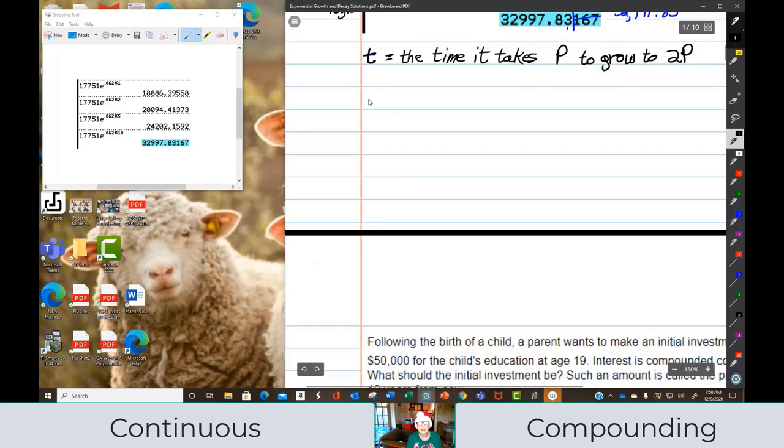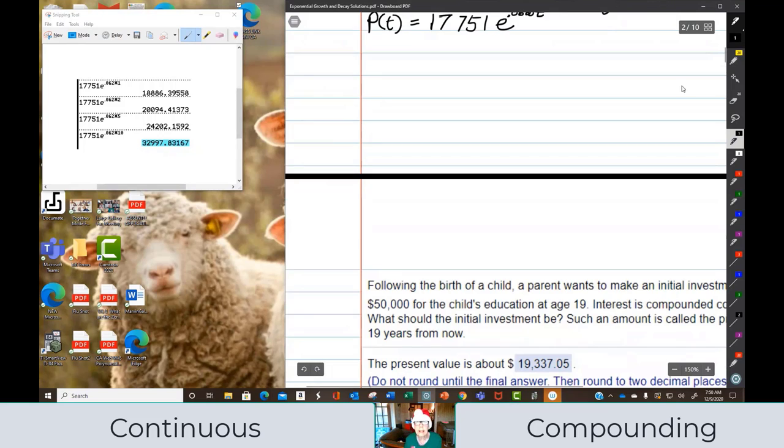All right, this is how you do it. You start with your formula. And remember, they're calling the accumulated amount P of T equals the principal, which is $17,751, times e to the interest rate, written as a decimal, times T. I have to write it as T because that's what we're going to find. Okay, we want to know how long it's going to take for the accumulated amount to grow to 2 times the original amount.